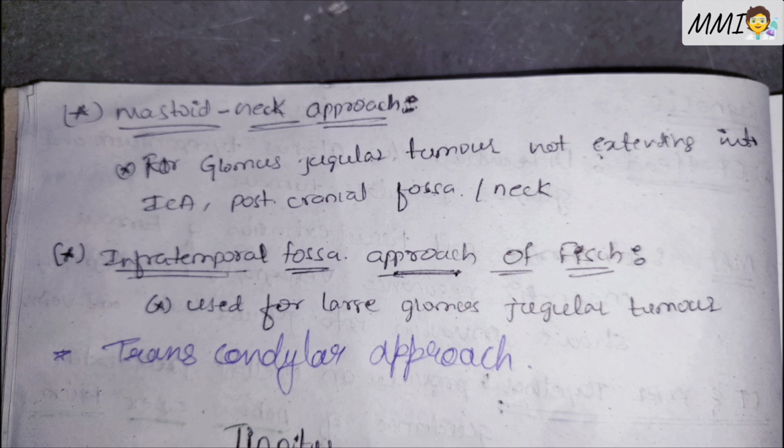It is used for glomus jugulare tumor not extended into the internal carotid artery, posterior cranial fossa, or neck. Next is the infratemporal fossa approach of Fisch, used for large glomus jugulare tumor. Another one is the transcondylar approach. So these are the different types of surgeries.